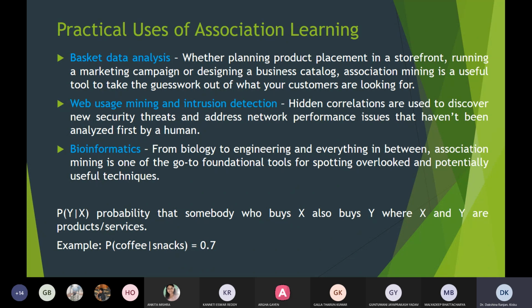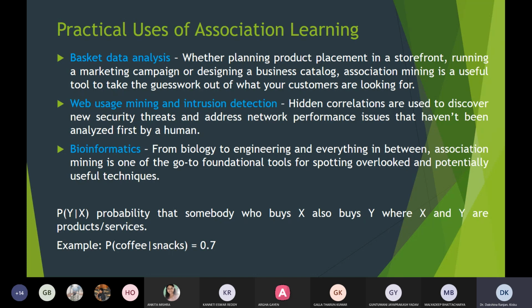In web usage mining and intrusion detection, we can find hidden correlations that can be used to discover new security threats, and we can also address network performance issues that have not been analyzed by humans. So here we apply association learning to find hidden correlations, which can be used to discover security threats and address network performance issues. These are problems which cannot be analyzed by a human. We can also apply association learning in bioinformatics.